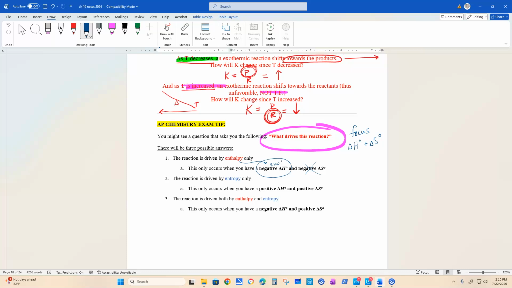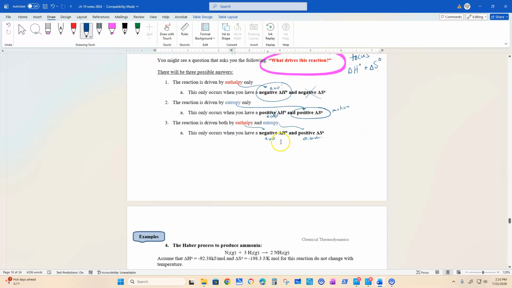If our entropy is driving it, that means we have movement. We have motion. We have dispersion, okay? So that means our delta H is positive. Endo, that ain't gonna happen. And in a happy world, we would get our enthalpy to be negative, and we would get our entropy to be disorder, chaos, dispersion. That would make both of them thermodynamically favored. So focus on your H and your S, who's driving the reaction, okay?